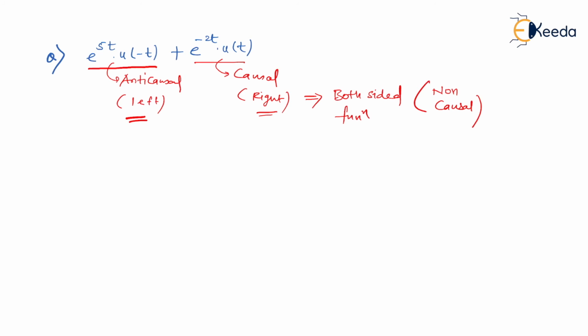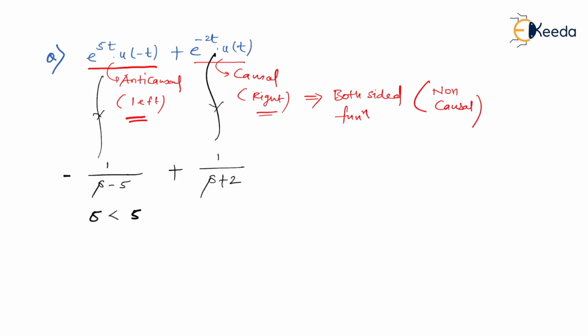So let us see how we go about it. Now for the first term, e to the power 5t u of minus t, its Laplace transform is 1 upon s minus 5. Since it is multiplied with u of minus t, we have a negative sign here. Then for its ROC, sigma would be related to positive 5 because positive 5 is the location of the pole. Since it is multiplied with u of minus t, sigma will be less than the pole. Sigma less than 5 is the ROC. For the second, it is multiplied with u of t, so it will be positive 1 upon s plus 2.